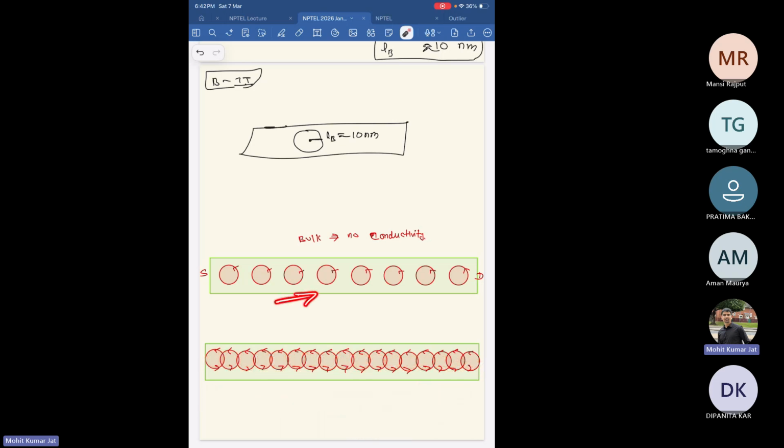But in this case, conductivity will be zero. Conductance G will be zero. So this is what it means. And that's how these two systems are different. Is this clear?